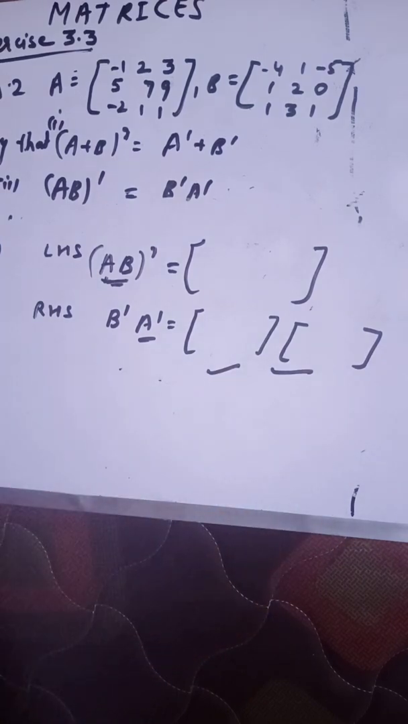If both are equal, hence verified. Otherwise you can write they are not matching and not equals to, not verified. Got it? So this is how we can solve these kinds of questions. So please solve all the questions from this exercise.